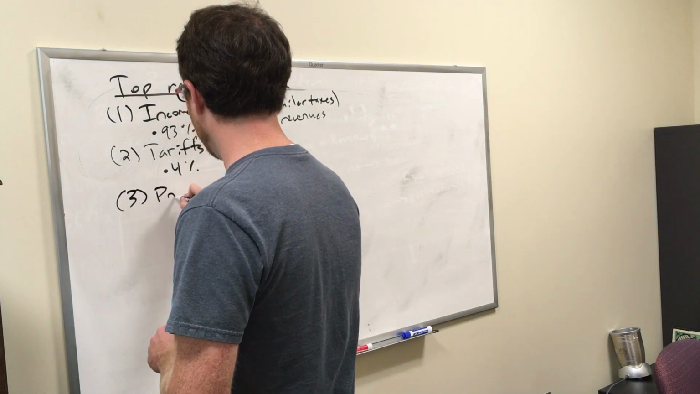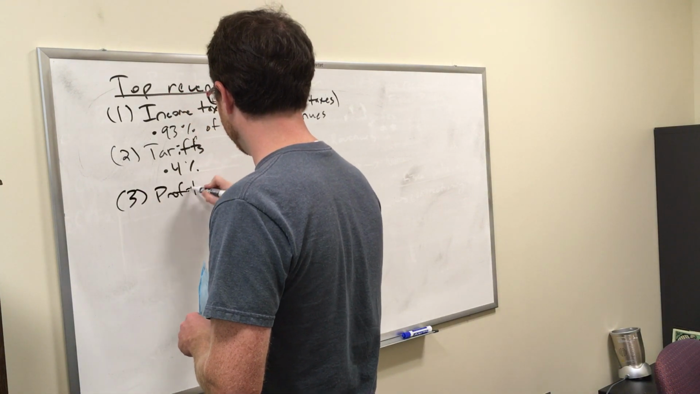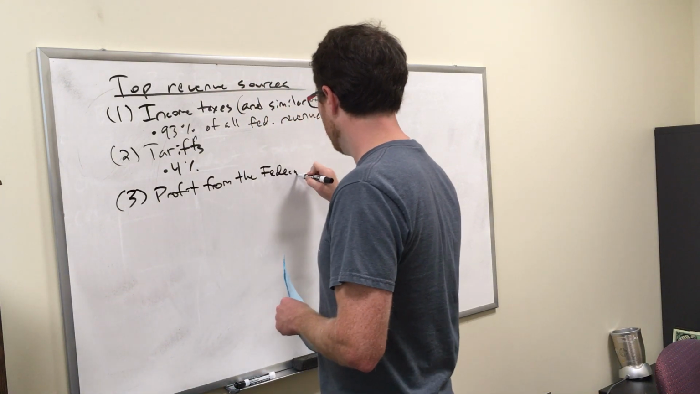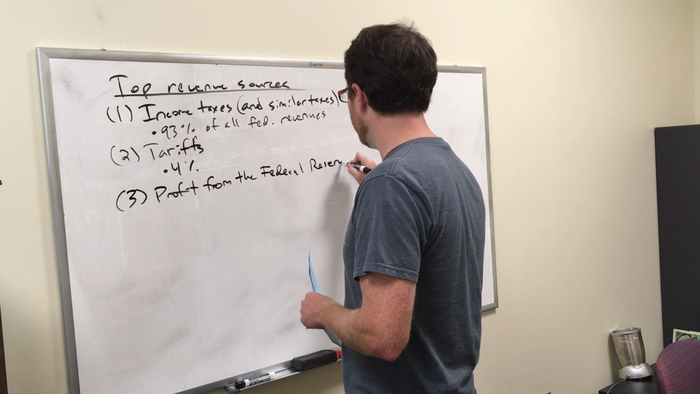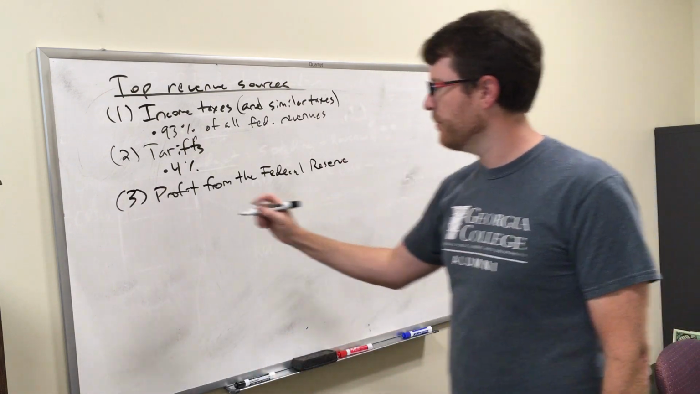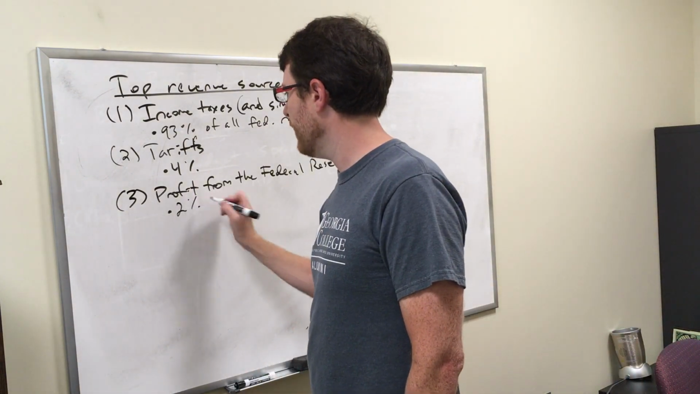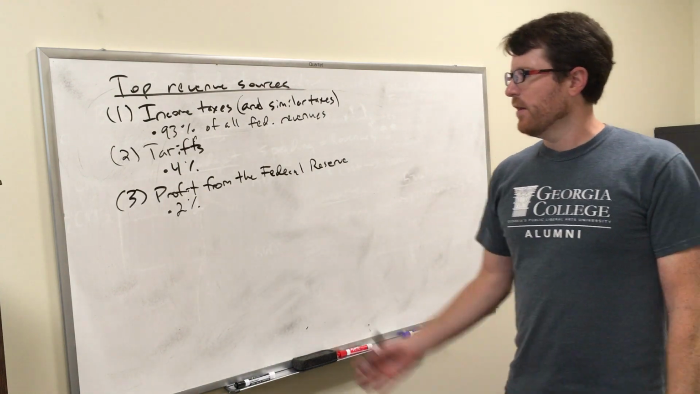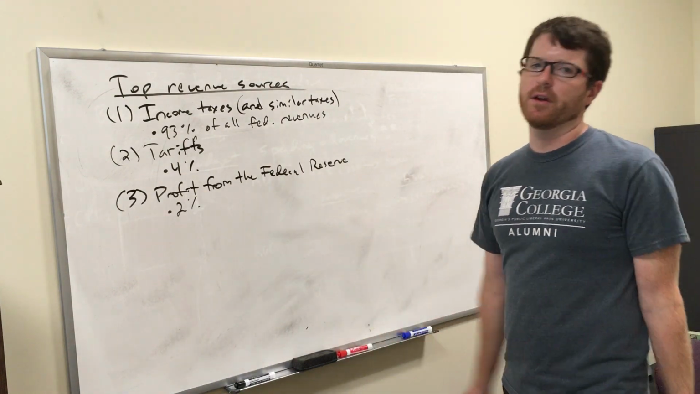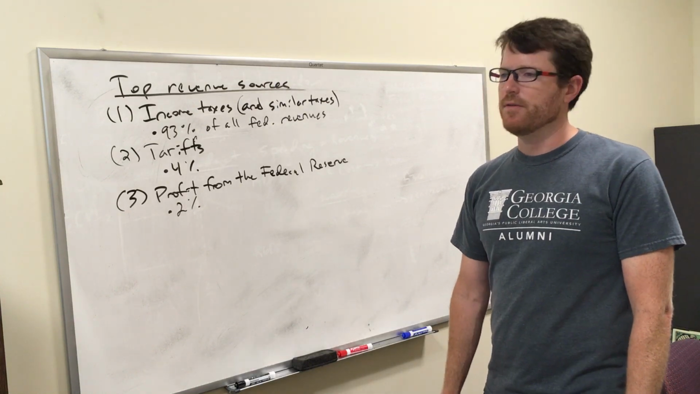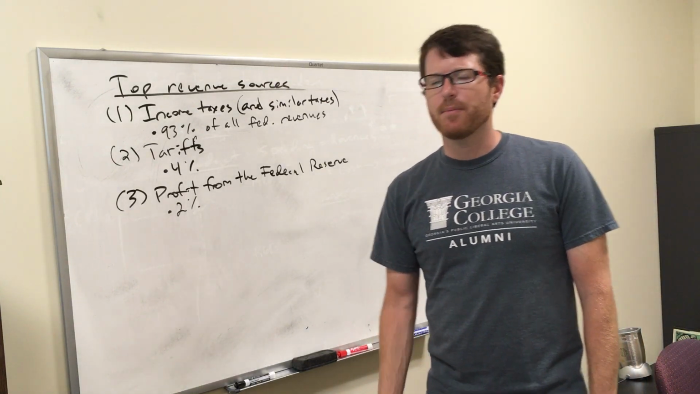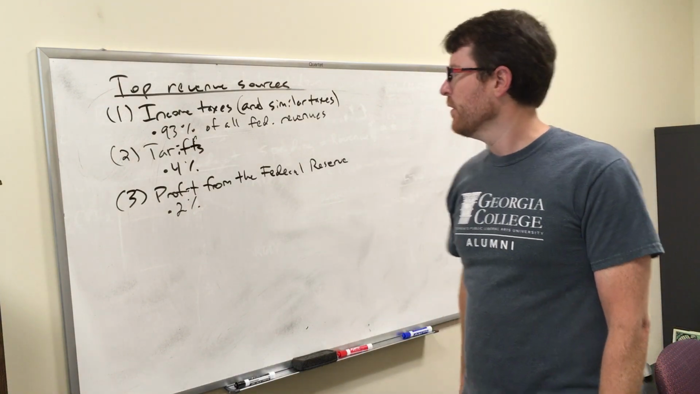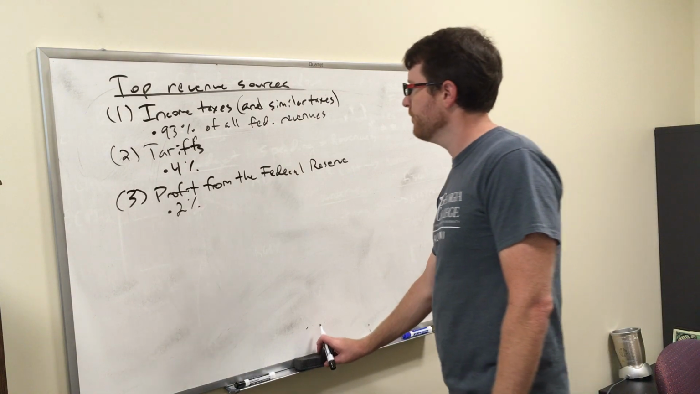Here's an interesting one: profit from the Federal Reserve. We haven't spoken much of the Federal Reserve at all in this class, but we're going to get to them on this test period. About 2% of revenue sources come from that. And that leaves about 1% that come from various other sources. So for example, if you visit Yellowstone National Park, you might pay a fee to get into the park. That's a government revenue, okay? So that's our top revenue sources.